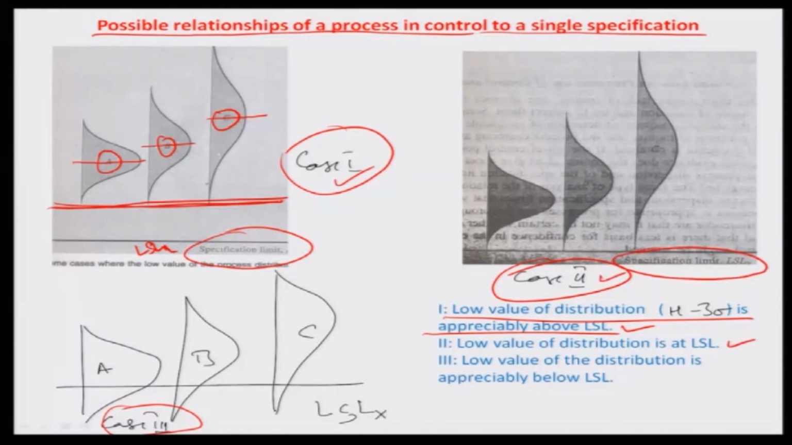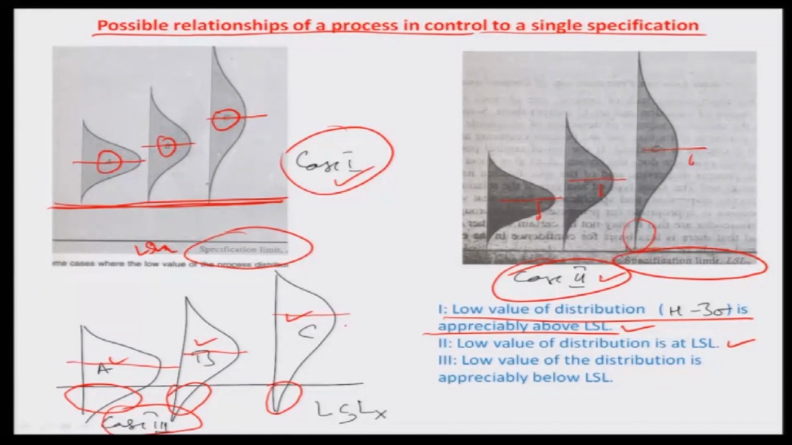Case 2 is a case where all of them are lying on the LSL of X. That means a little bit of deviation, maybe a change of the mean in the downward direction, would make a part of the process unacceptable. And case 3 is even a little bit different, it is quite serious: if you look at all these 3 distributions A, B and C, the processes indicate a greater amount of reject when the spread is smaller, a lesser amount of reject if it is larger, and the least amount of reject if it is the largest.